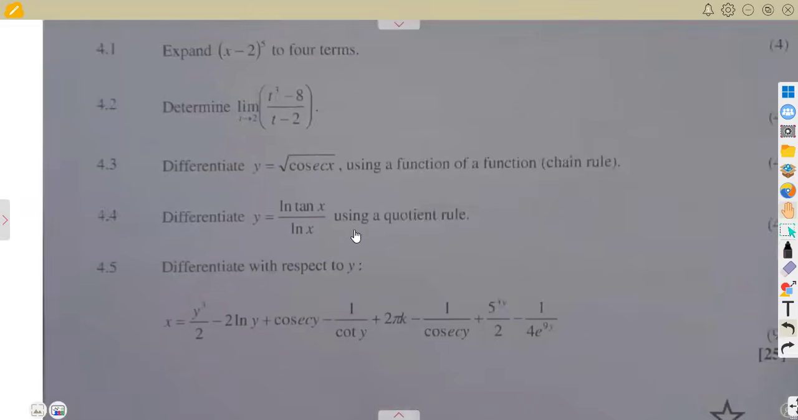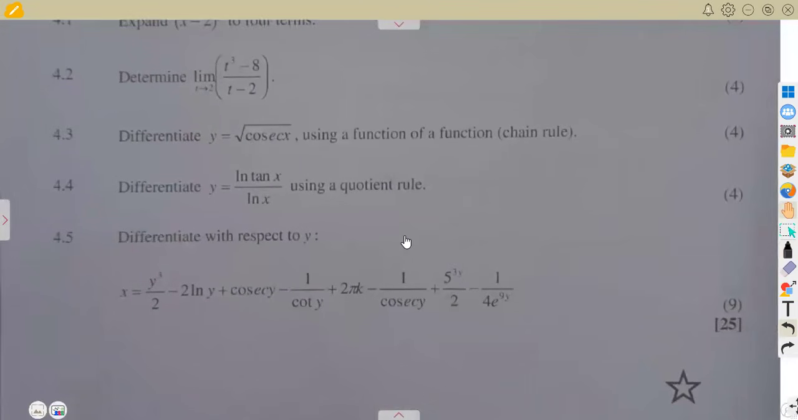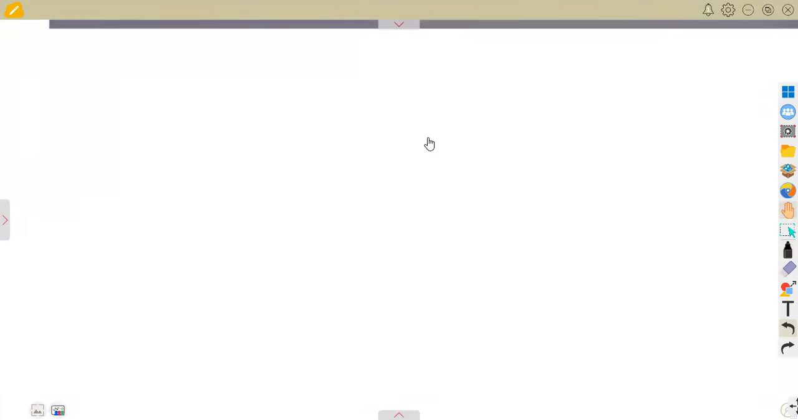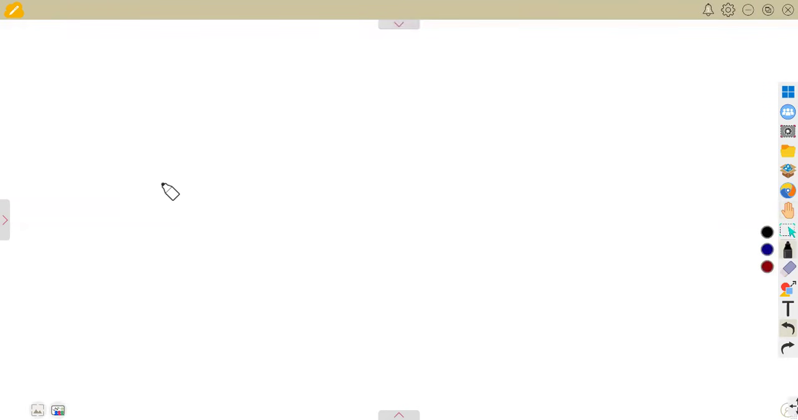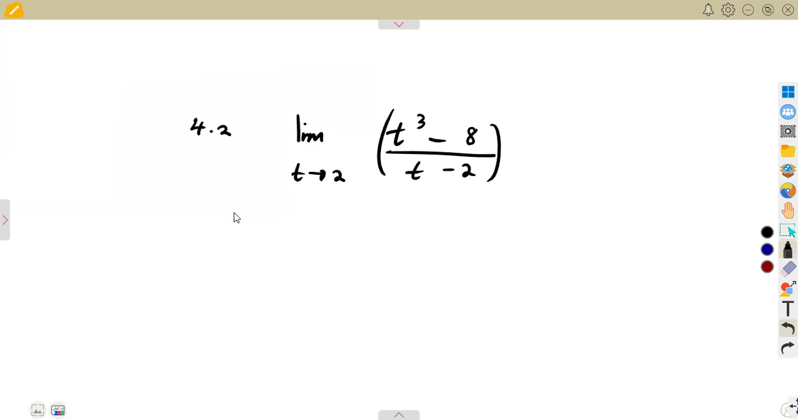All right, then 4.2, that was to determine, given the limit of t to the exponent of 3 minus 8 over t minus 2, as t is approaching 2. All right, as t is approaching 2. How can we simplify this? The limit as t is approaching 2, then we are given t to the exponent of 3 minus 8 over t minus 2. This is what we have.